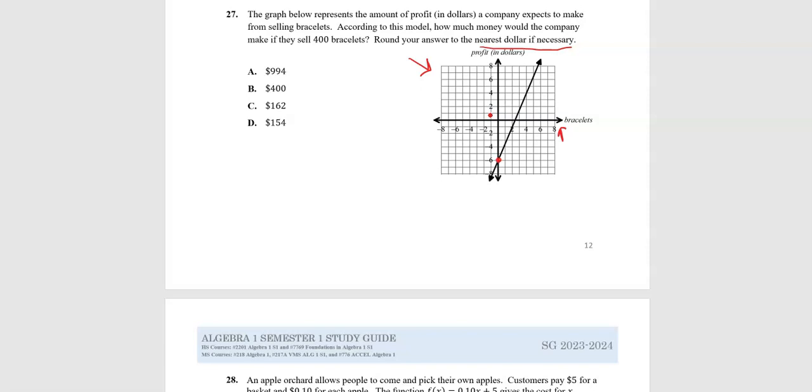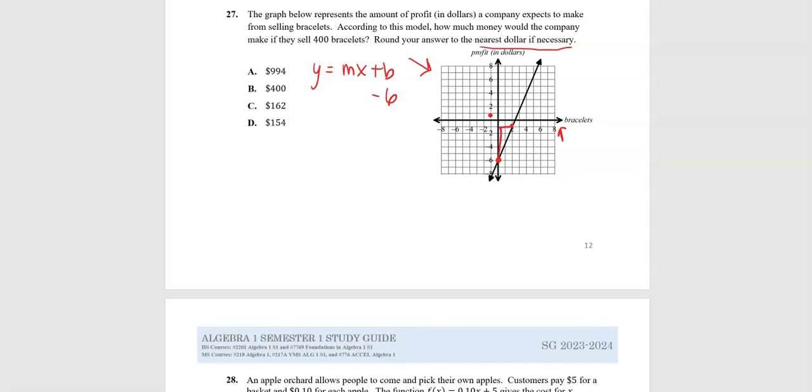So my y-intercept looks as though it is negative 6. So in my formula, y, or if I was doing a function, f of x, equals mx plus b, my b is going to be negative 6.